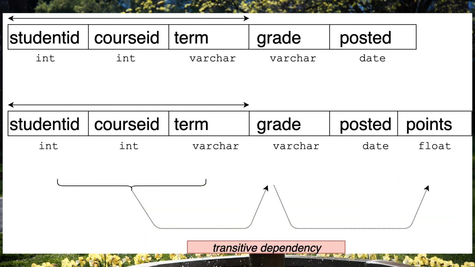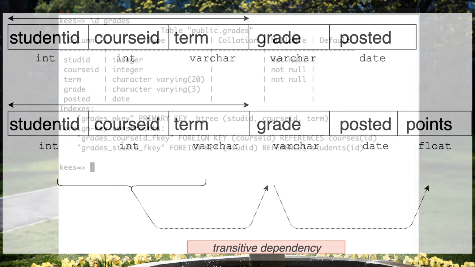Note, if we do that though, we introduce a transitive dependency into our database. Our key is student ID, course ID, and term. That determines the grade, as it should, but now there's also a dependency that grade determines points. If we were normalizing fully, we would pull the grade and the points out to a separate table, but for the purpose of demonstrating aggregate functions, we'll just leave them in, even though that does mean that we'll have some unnecessary complexity in our database. And at this point we can start crafting our query.